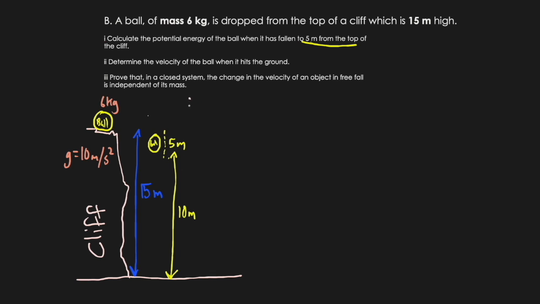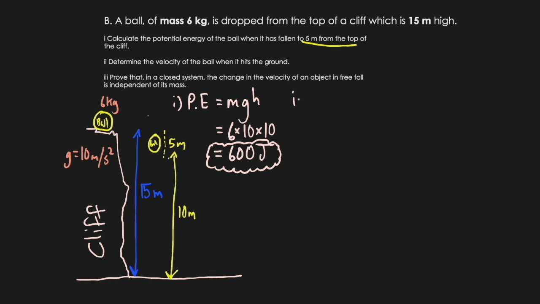Now, potential energy is equal to mass times gravity times height. So we're looking at the potential energy when it was 10 meters from the ground, because we said here is 5 meters from the top of the cliff, where it has fallen. So we have mass, which is 6 kilograms, times gravity, which is 10, multiplied by height, which is 10 at this point as well. This gives us 600 joules. So that's our answer to the first question.